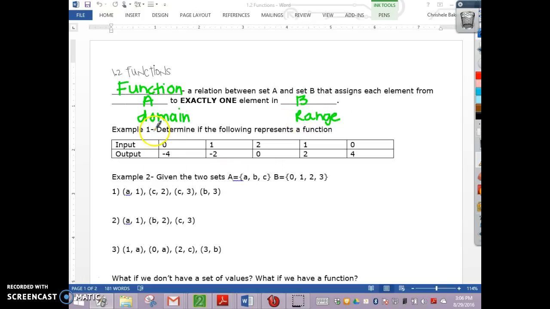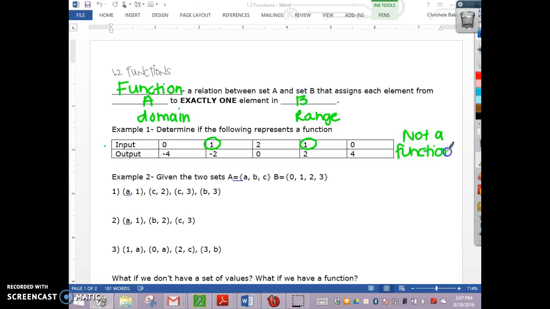So let's look at example 1. Is this a function? So we need 1 A goes to exactly 1 B. Well, this has repeating domain values, repeating inputs. That's not going to work for us. This is not a function.